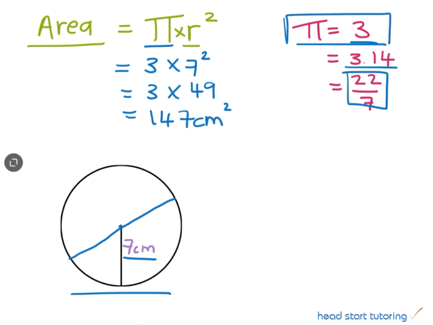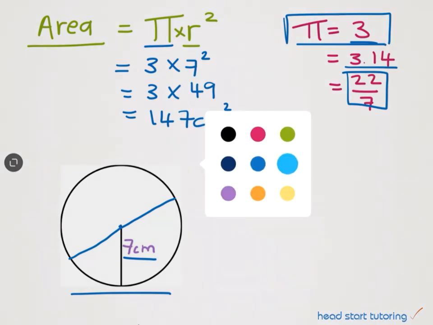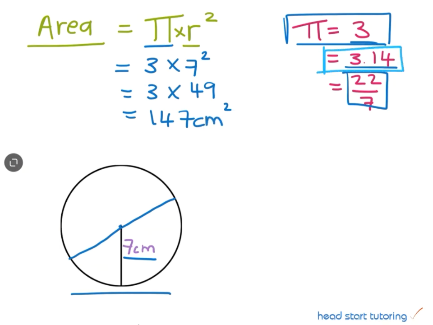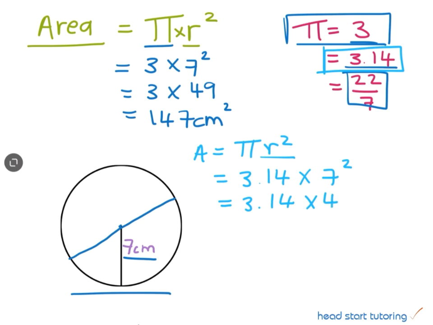So that's what the area of our circle will be if we are working with pi equal to 3. If we would like to work with pi equal to, let's say, 3.14, we would again just say area equals pi r squared, which is equal to 3.14 multiplied by r squared. We know that our radius is equal to 7, and we square that and we end up with 3.14 multiplied by 49, and that gives us an answer of 153.83 centimeters squared.